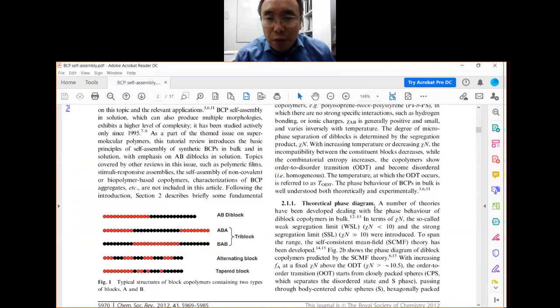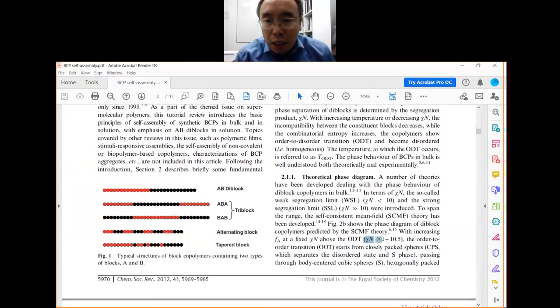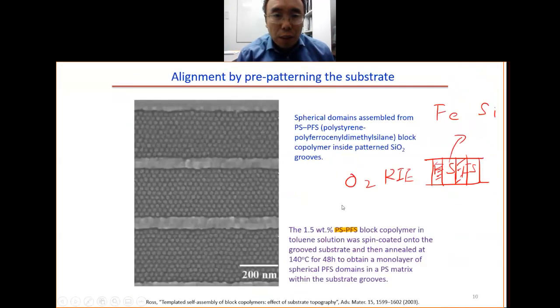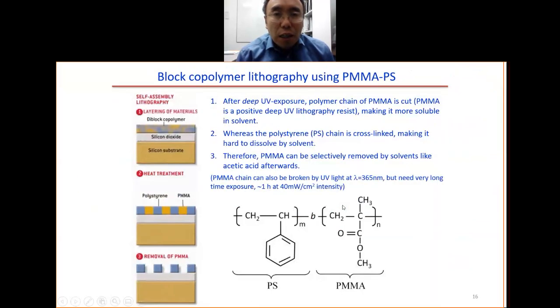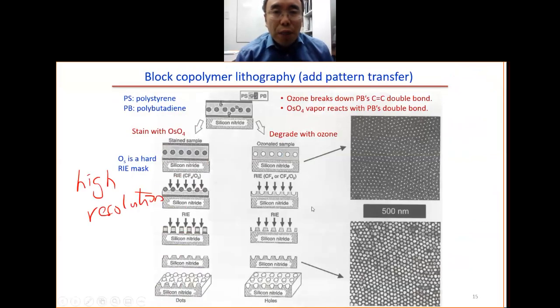And this is given by this formula here. This is the criteria: chi N needs to be higher than 10 to the 0.5. So that we have a very big chi, when the two blocks are very different, with very high contrast between them, N can be small and you still satisfy this criteria. So when N is small, you get higher resolution. So this is one way to do the pattern transfer.